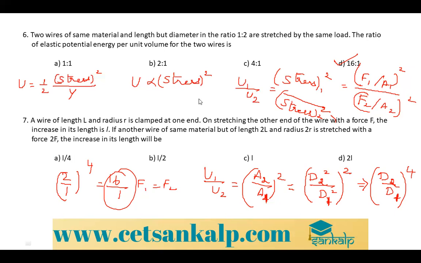In that case, you can write U1 by U2 is equal to A2 by A1 the whole square, that is equal to D2 square divided by D1 square whole square. So finally, D2 by D1 whole to the power 4. D2 is 2, D1 is 1. When you simplify, you'll be getting 16:1 as the right answer. I hope you are clear with this problem. Okay, we'll go with the next problem.